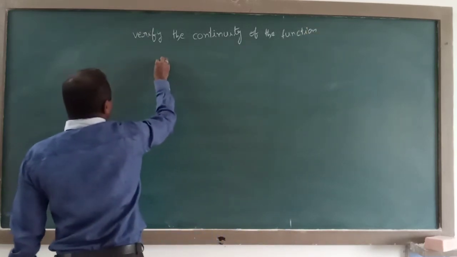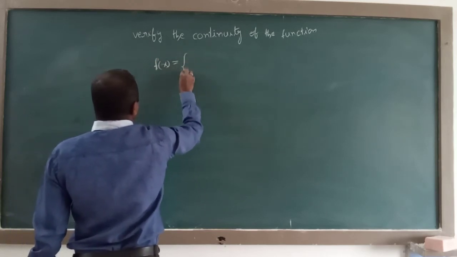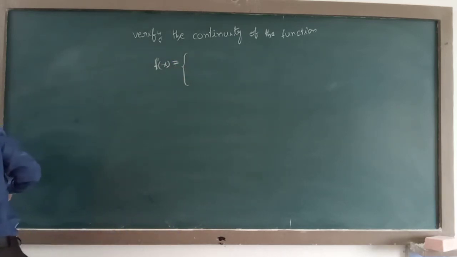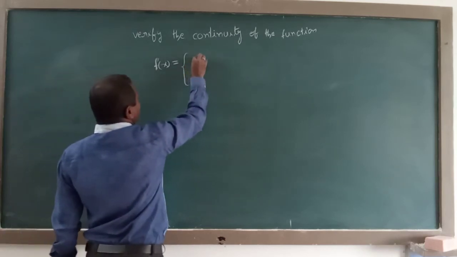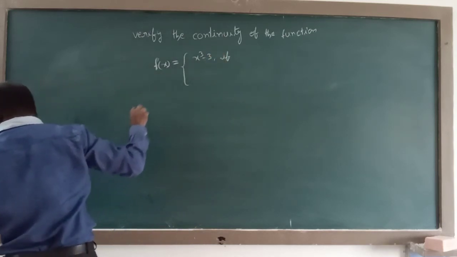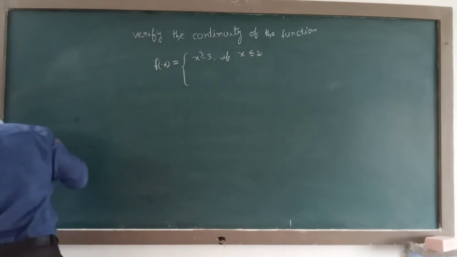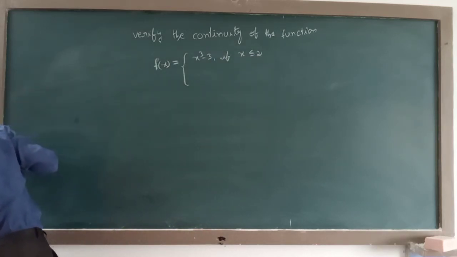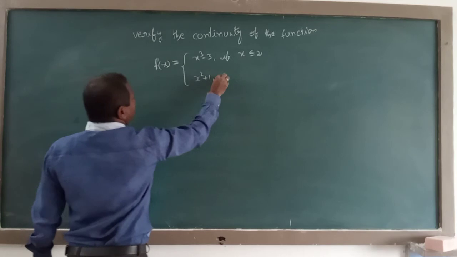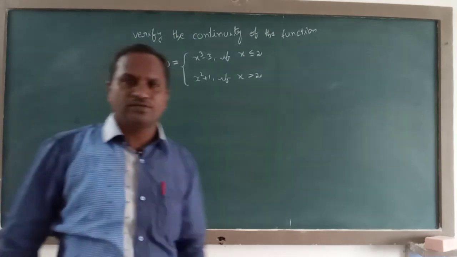f of x is equal to x cube minus 3 if x is less than or equal to 2, and x square plus 1 if x is greater than 2. Same solution for this also.